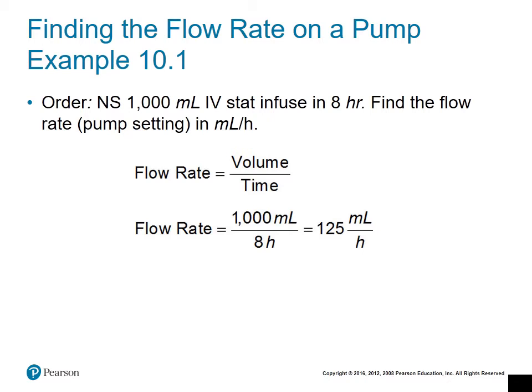All right, now time for some calculating. So the order here is 1,000 milliliters in 8 hours. So find the flow rate. Okay, so notice what we're given, 1,000 milliliters normal saline, and we want to infuse this over a period of 8 hours. Okay, so our flow rate is volume over the time. So 1,000 milliliters over 8 hours. You simplify these numbers and you have 125 milliliters per hour.